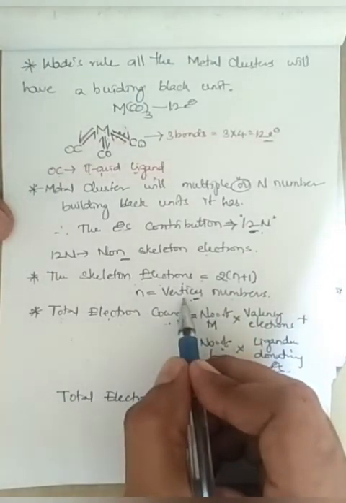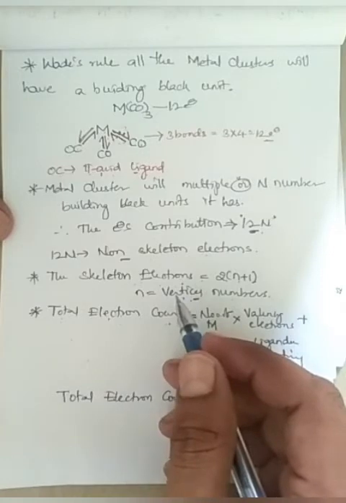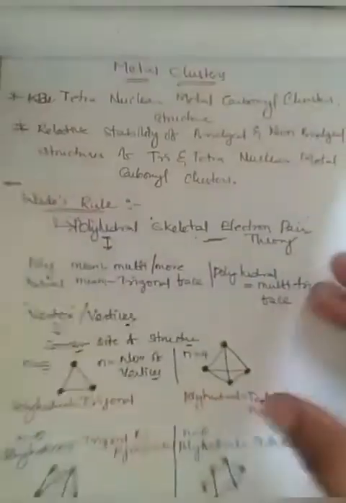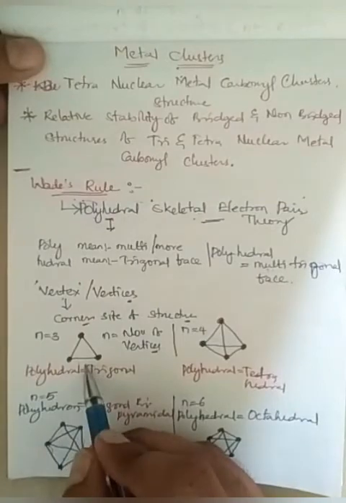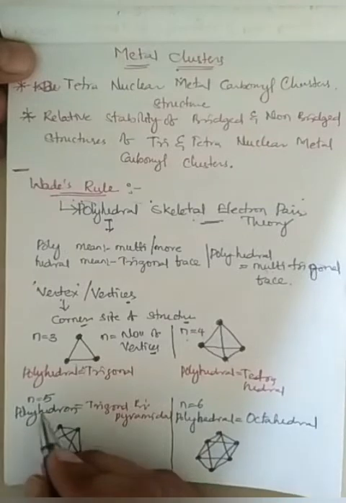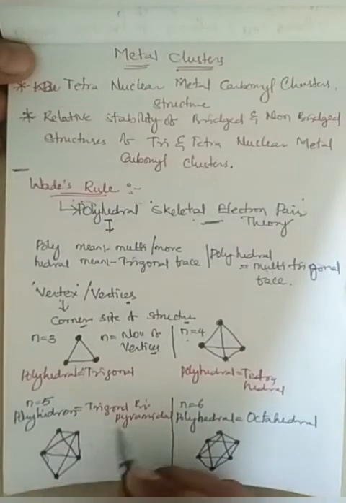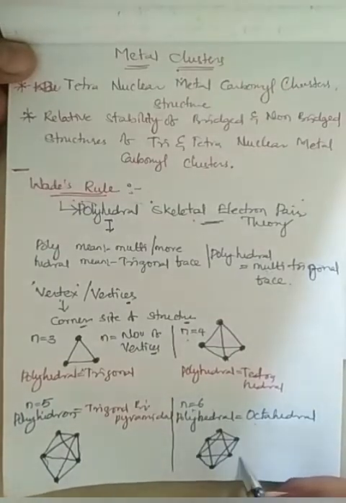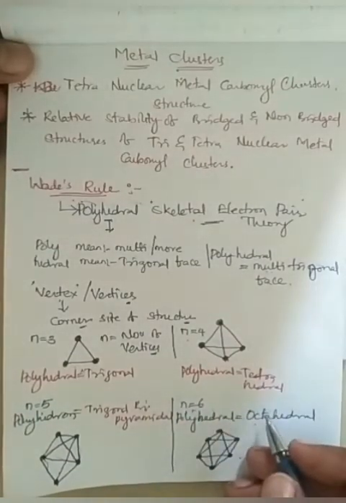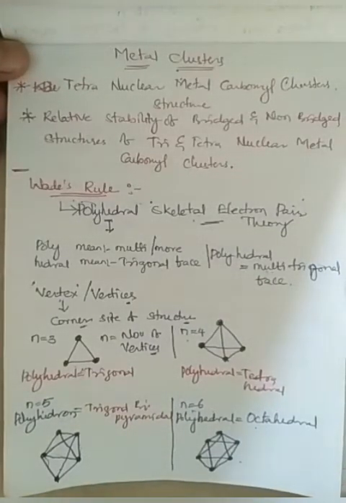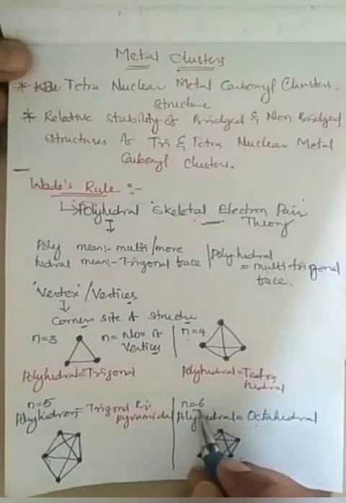When we have the vertices number, we can define the polyhedron. The skeletal polyhedron can be defined. When the vertices number is 3, the polyhedron will be trigonal. When it is 4, it would be tetrahedral. When it is 5, the polyhedron will be trigonal bipyramidal. When it is 6, the polyhedron will be octahedral. When it is 7, it would be pentagonal bipyramidal. Like that, there are multiple polyhedrons with respect to the vertices number.